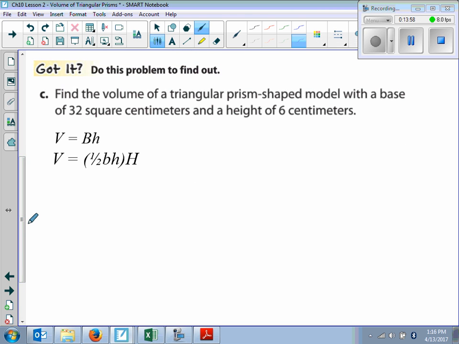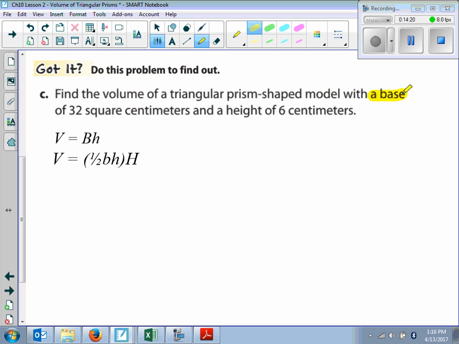Oh, there's no picture. Now you have to read the words and pay attention to what you're reading. Okay? All right. So example C says, find the volume of a triangular prism-shaped model with a base of 32 square centimeters and a height of 6 centimeters. So let's look at what they're giving us.